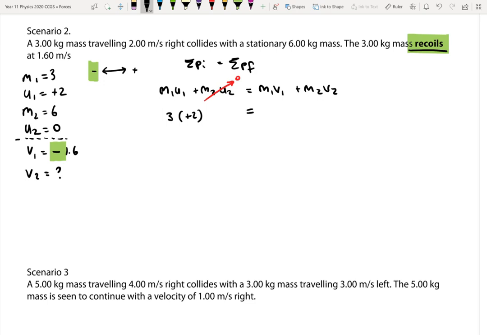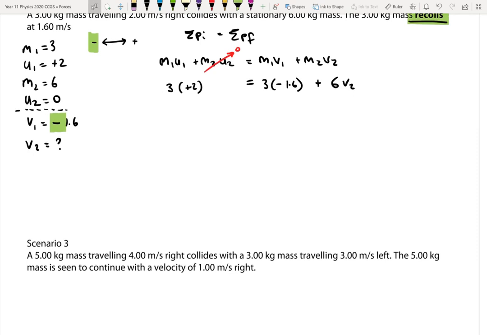M1 recoils now, so that's going to be 3 by negative 1.6 plus 6V2. So again, it doesn't matter whether you rearrange at the start or you put the values in and evaluate. So we'll go 6 equals negative 4.8 plus 6V2. We'll solve it in one step. Divide it by 6. 10.8 divided by 6. Calculator spits out plus 1.8.